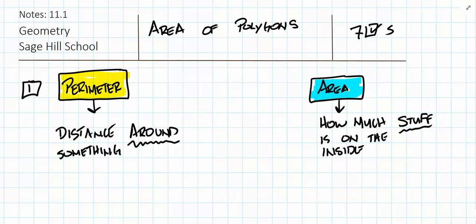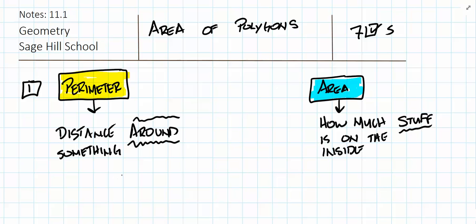Alright, here we go. We're going to cover two basic concepts that hopefully you're already familiar with. Okay? And those two concepts are perimeter and area. Perimeter, of course, is the distance around something. So distance all the way around something.